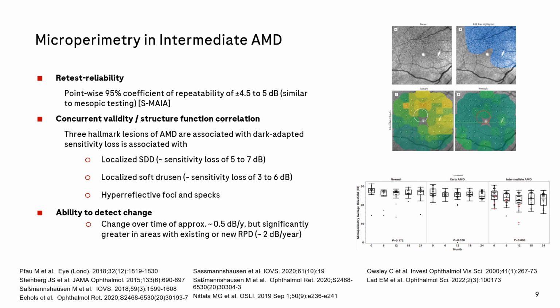In the upper right, you can see an image of an eye with reticular pseudodrusen in the upper nasal quadrant, and you see corresponding in the lower row the sensitivity loss.